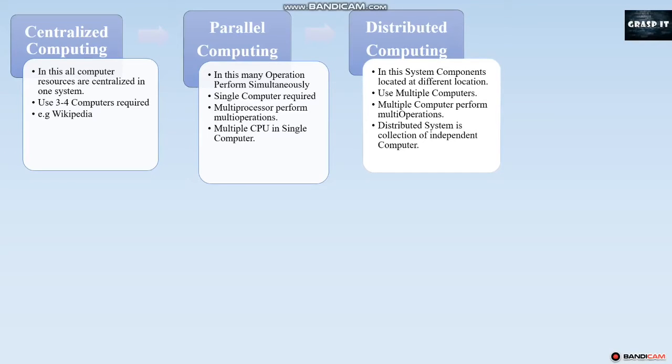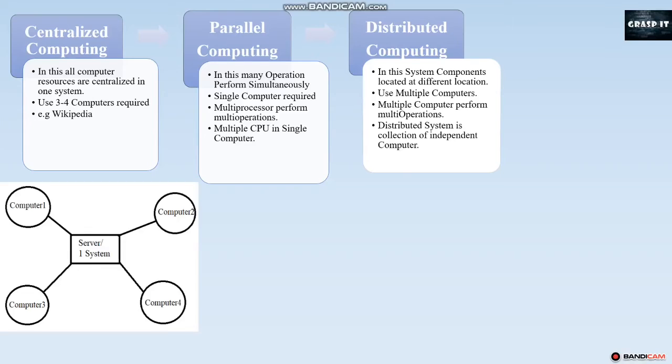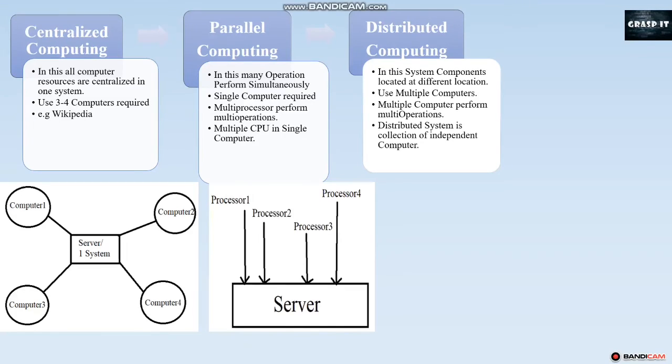Then we will see the first diagram, of centralized computing. Centralized computing means one main server connected with multiple computers, 1, 2, 3, as many as you want. Then we will see the parallel computing diagram. In this, one server processes multiple operations simultaneously. And then the last one is distributed computing.